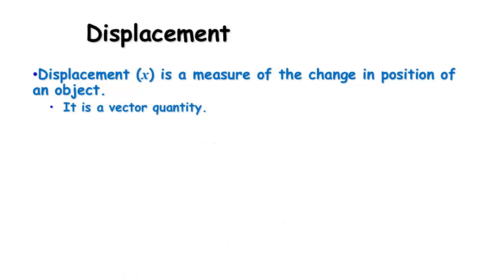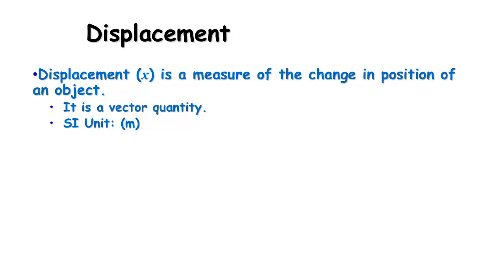So, for example, if I was to walk a kilometer to the shops, and they're due north of where I am, then when I get to the shop, my displacement is 1 kilometer north. The distance I've traveled is 1 kilometer.